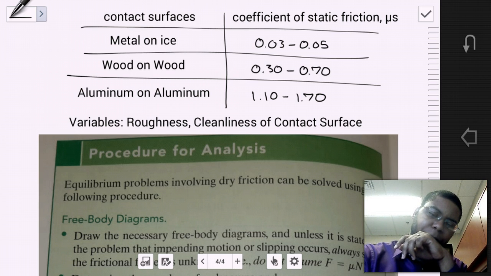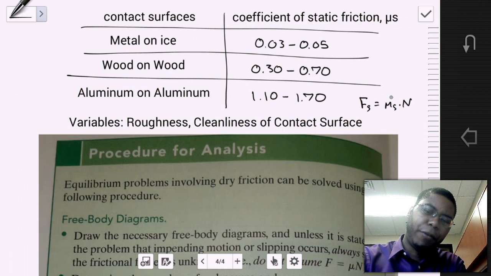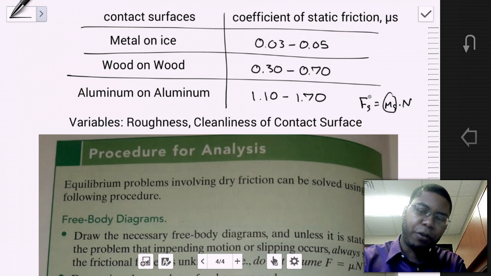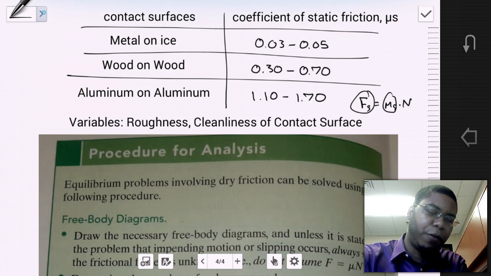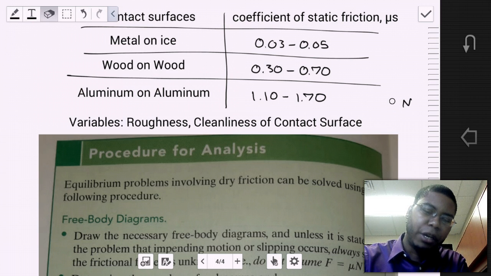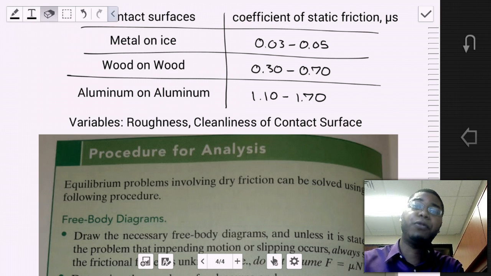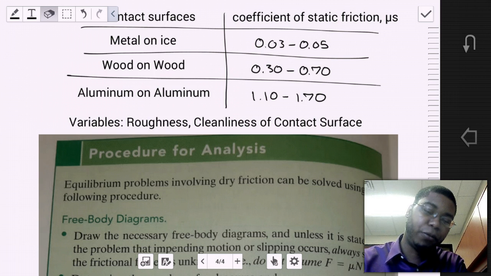And again, remember that our frictional force is mu s times N, right? So if we have a very small value of the coefficient of static friction, then our frictional force is going to be very small. There's very little friction. So metal on ice is a very low friction state, right? It's a very low friction.